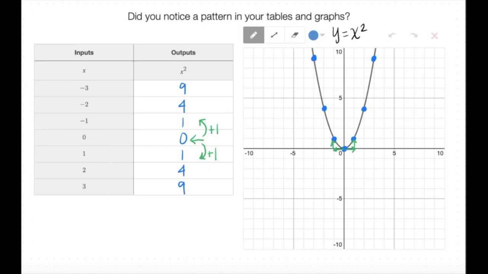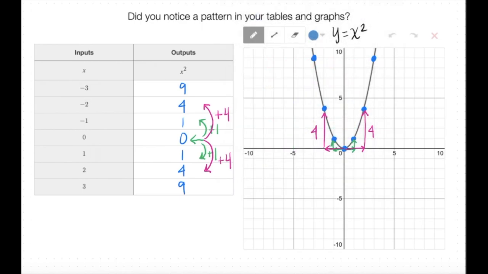But what happens when I move 2 away? Our change is adding 4. And in the graph, you can see that as I move 2 away from the vertex, my increase jumps all the way up to 4. Move 2 away in the other direction, increase of 4. That's because when we square our input of 2, our output's 4 in either direction.